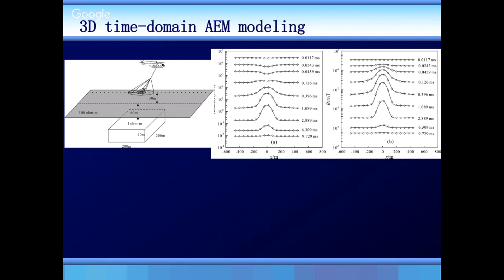This is step waveform. This is dB/dt. So they should be negative and then positive. But for the B field, it should be positive.